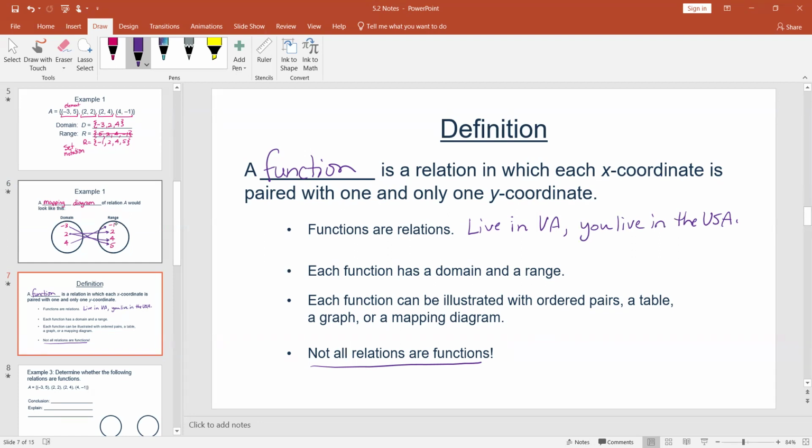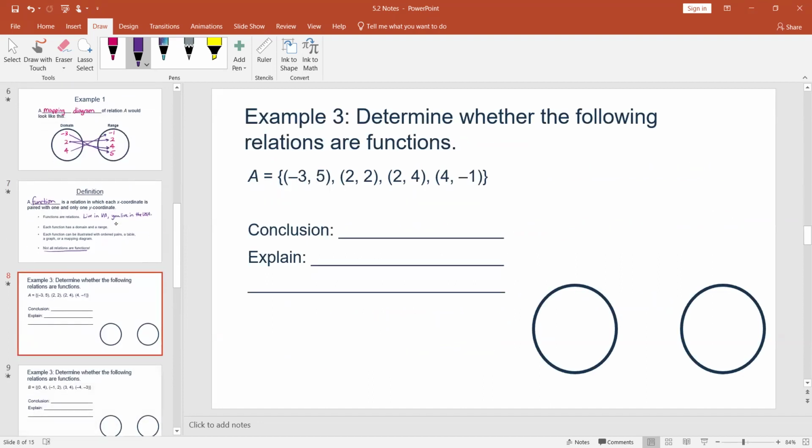And then these 2 in the middle, each function has a domain and range. So every single function element will have an X and a Y. And then you can illustrate your functions with ordered pairs, tables, graphs, or mapping diagrams. All right, so let's go ahead and look at an example of this.